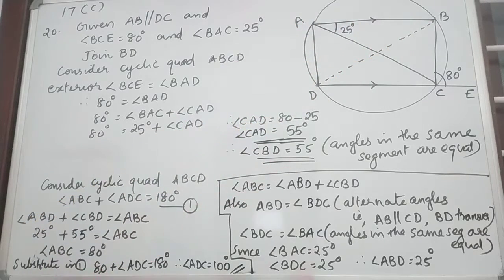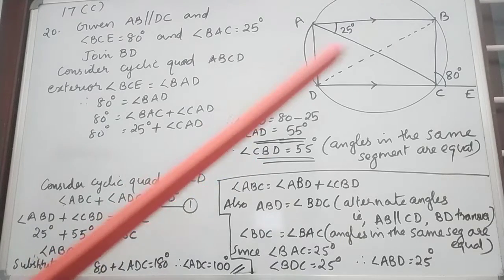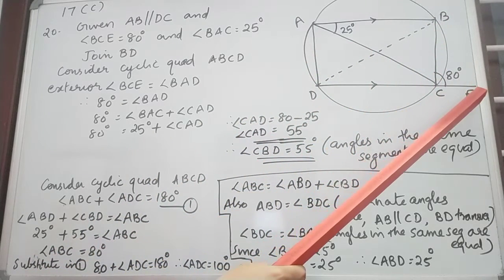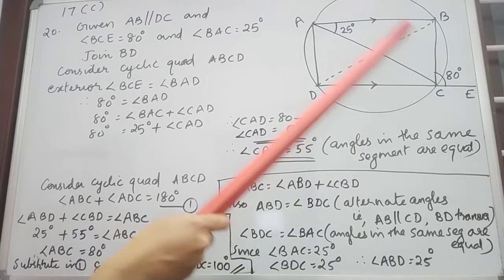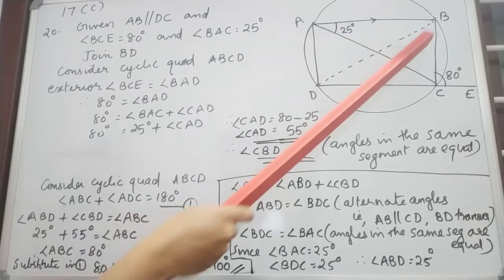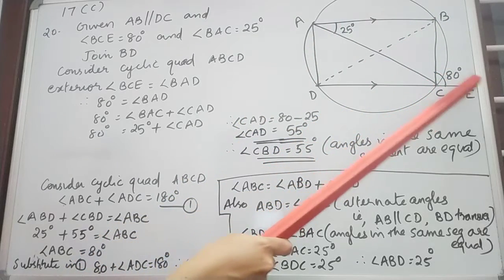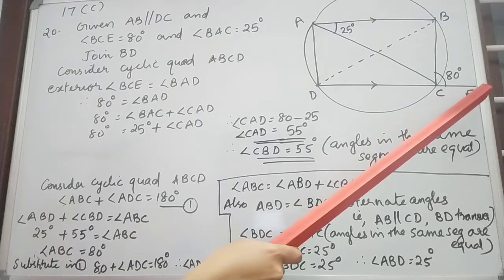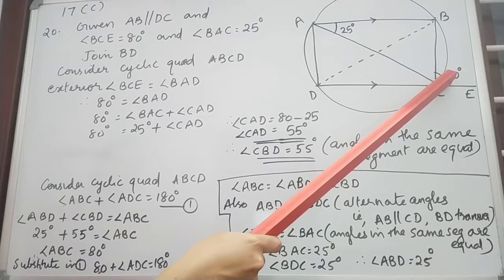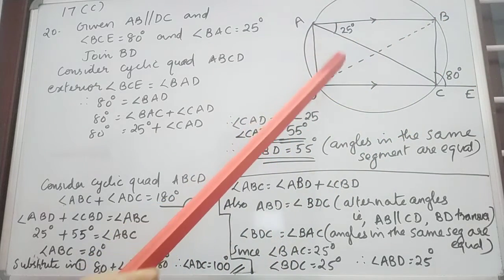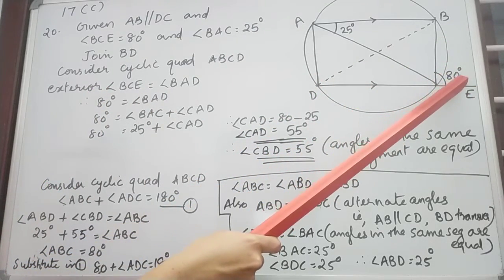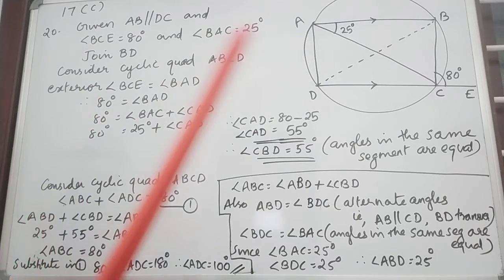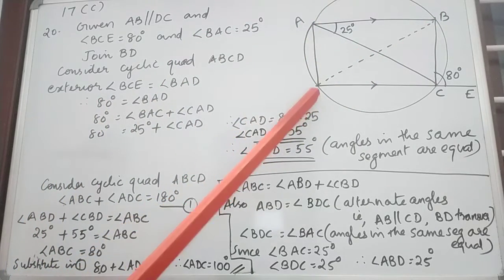Join BD. So consider the cyclic quadrilateral ABCD. So the exterior angle is BCE. The exterior angle will be equal to the opposite interior angle. The opposite of this exterior angle is angle BAD. So we can write, exterior angle BCE is 80 degrees, so 80 is equal to angle BAD.